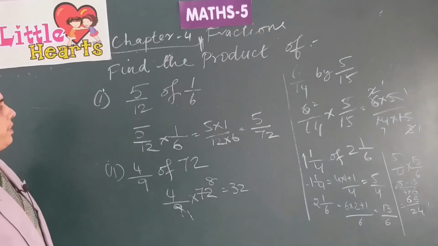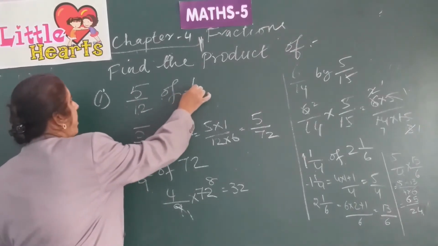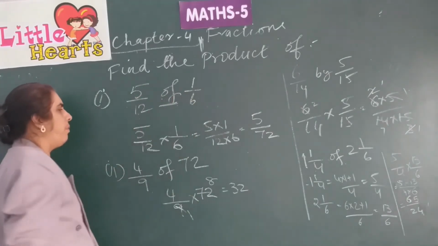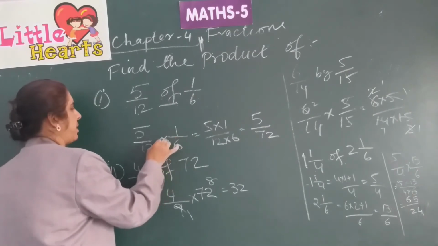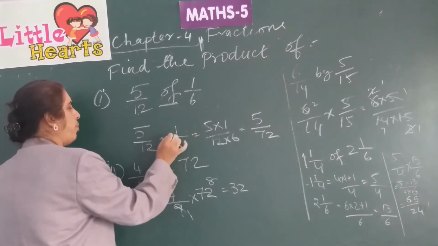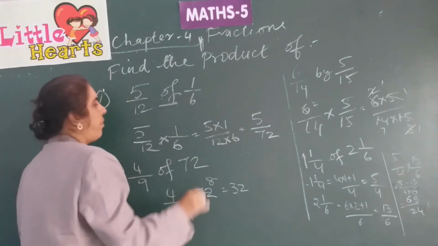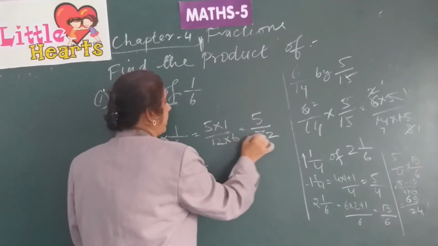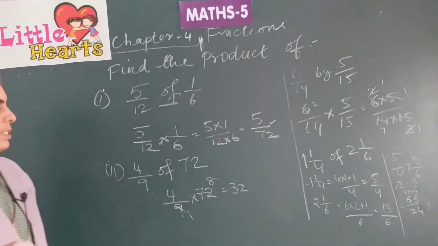Here, let us find the product of some fractions now. 5 by 12 of 1 by 6. Of always means multiplication. 5 by 12 into 1 by 6. So multiply the numerators, 5 into 1 by 12 into 6. 5 ones are 5, 12 sixes are 72. It is a proper fraction and it is the final answer.